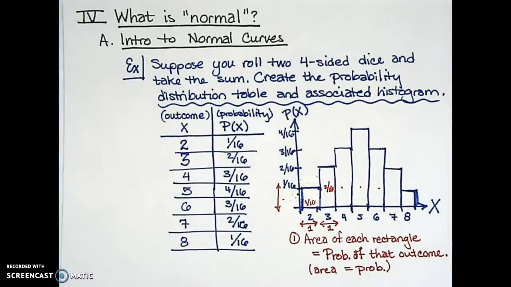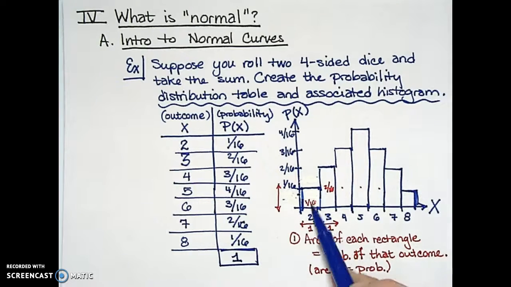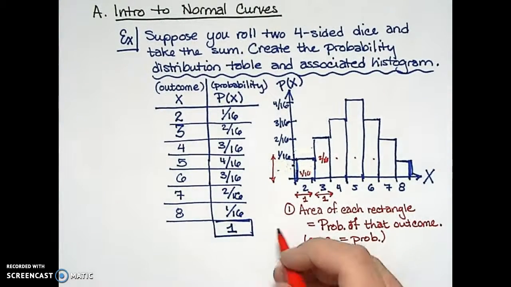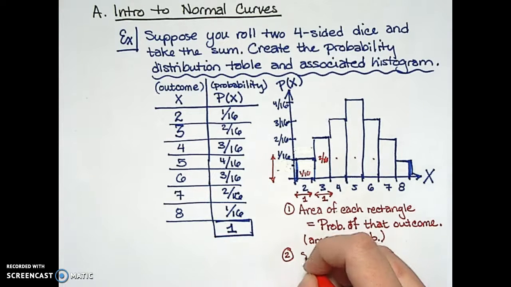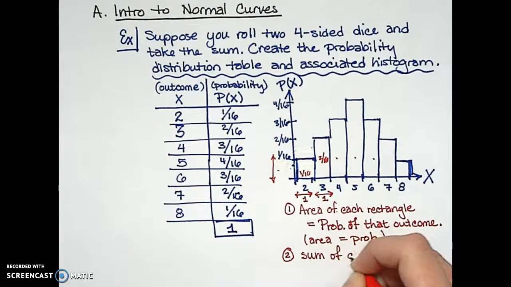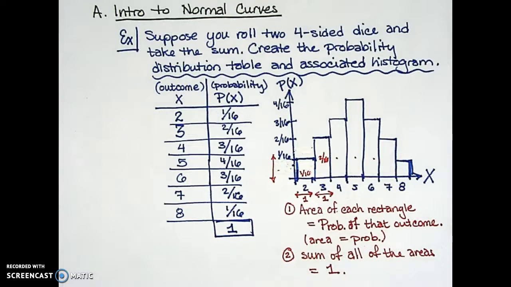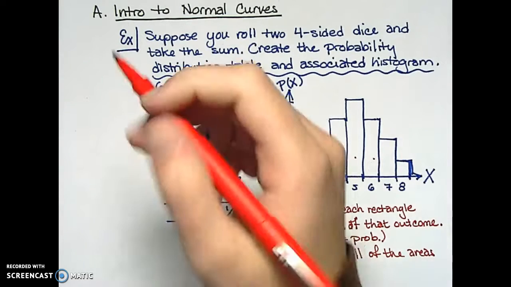But we recall from our discussions of probability distribution tables that if you were to sum up all of these probabilities, we should get a total of 1. So if the area of the rectangles corresponds to the specific probabilities, then summing up all of the areas, or summing up all of the rectangles, should give us a total of 1. And this is our second key idea, that the sum of all of the areas is equal to 1.